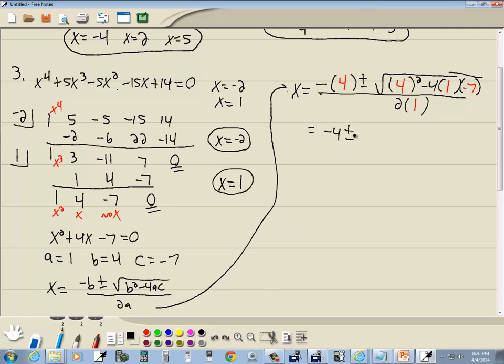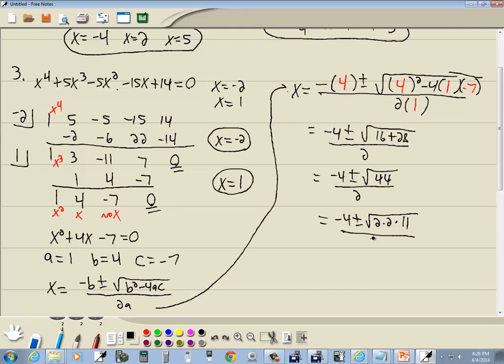Okay, so we got negative 4 plus or minus 4 squared is 16. Negative 4 times negative 4 times 1 is negative 4 times a negative 7 gives us a positive 28. All over 2 times 1 is 2, which gives us negative 4 plus or minus 16 plus 28 is 44 over 2. Always in algebra we should simplify our radicals before we go on. 44, if I do the prime factorization of it, is 2 times 2 times 11 over 2. Remember, the square root, we're looking for pairs of something. Here's a pair of 2's, so this pair of 2's is going to come out in front as a single 2.